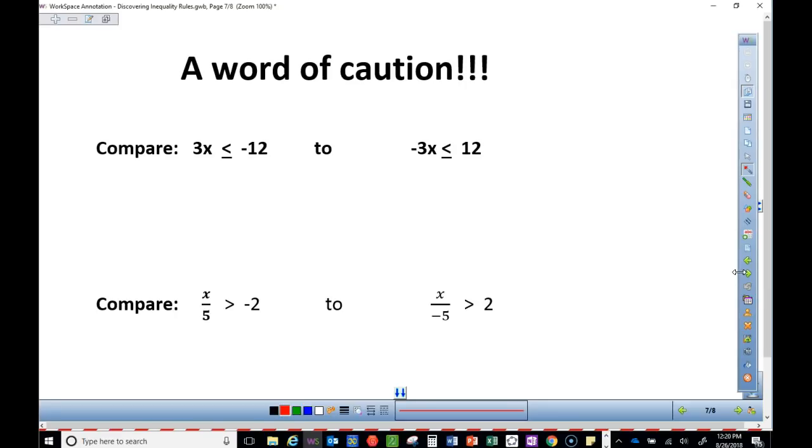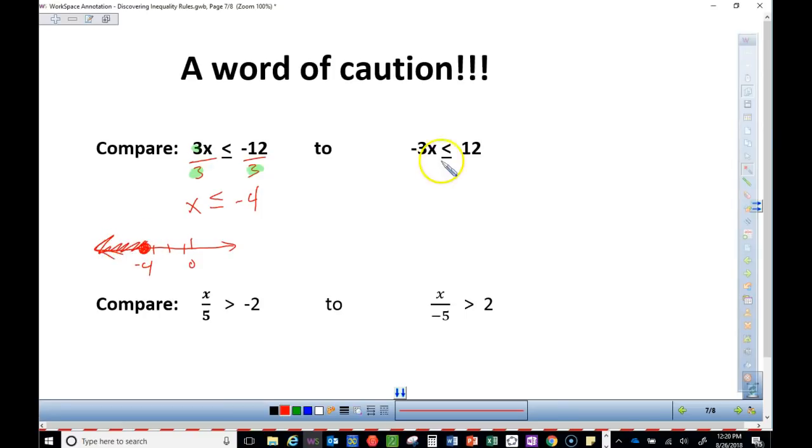Okay, so we want to compare these two. If I have 3x is less than or equal to negative 12, we'll divide by 3, and we'll get x is less than or equal to negative 4. Okay, we don't flip anything because we divided by a positive number. The variable was positive, so it's what you divide by. So this would mean that x would be anything, including, so shaded in, negative 4 or below.